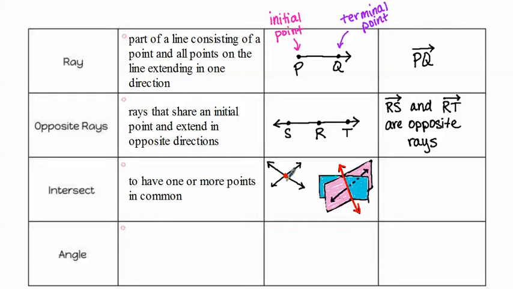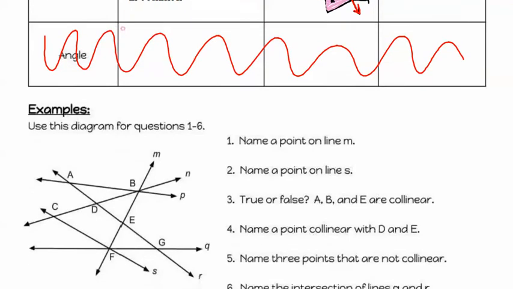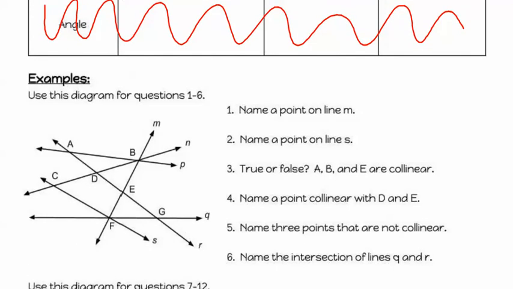All right, so you can go ahead and mark angle off here. That's one that we are going to include on a separate set of notes that we had originally had on here to begin with. All right, so let's name some objects then using a diagram. Use the diagram for questions 1 through 6.